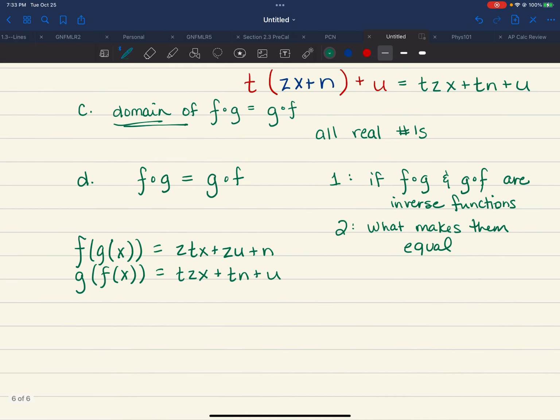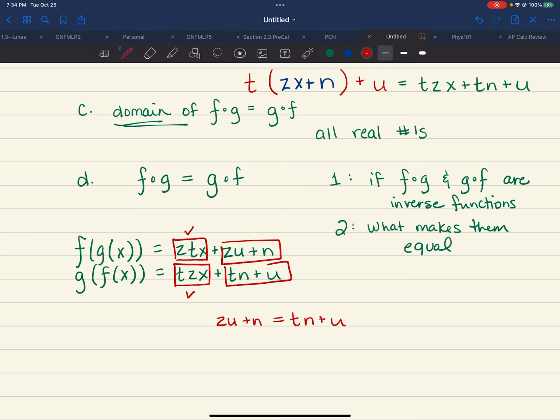All right, so let's examine what we have. This is ztx and this is tzx. These are the same variables, just in different orders. So those are the same, okay? Now, for the rest of it, in order for f of g of x to be equal to g of f of x, these values need to be the same, okay? So zu plus n must equal tn plus u.